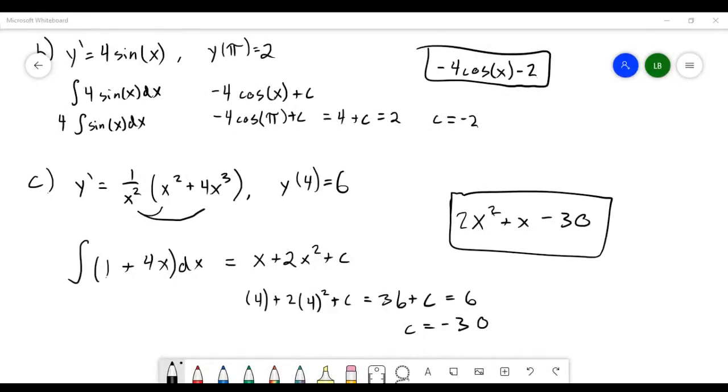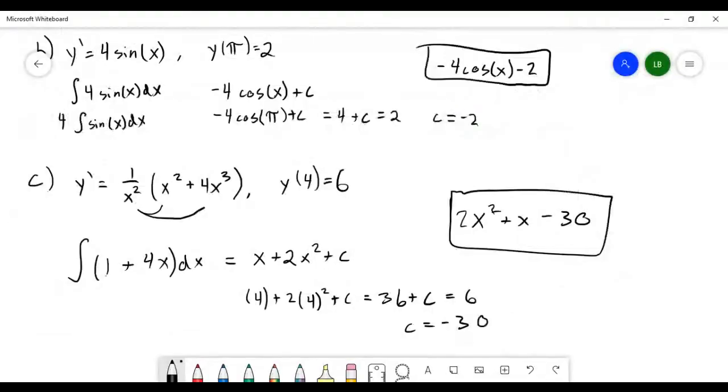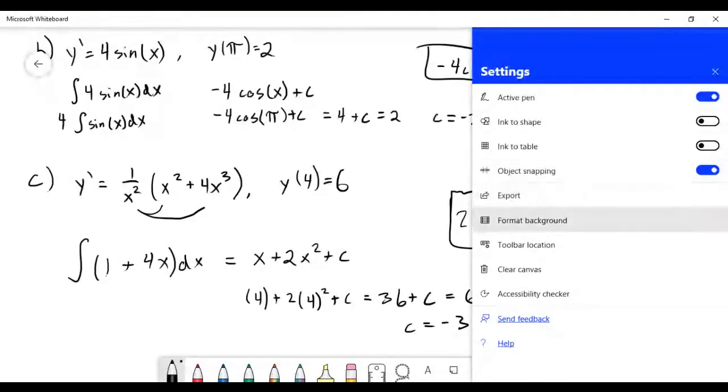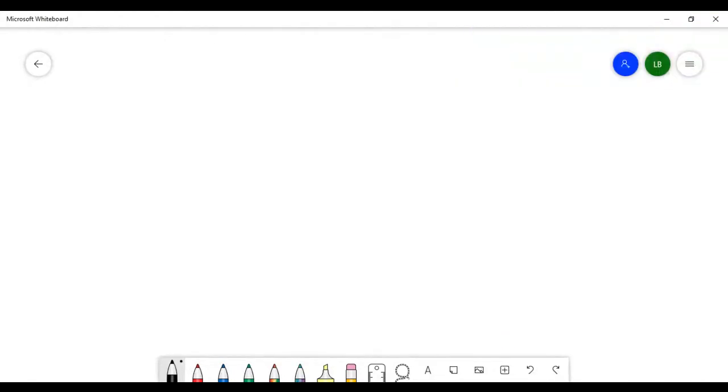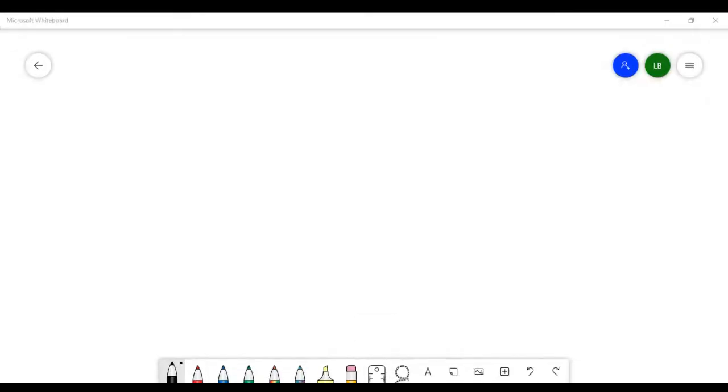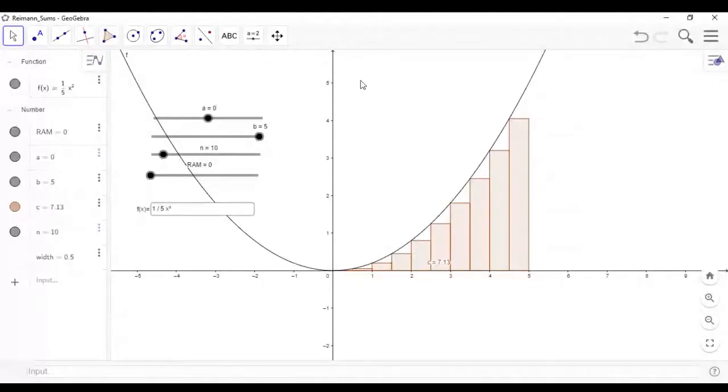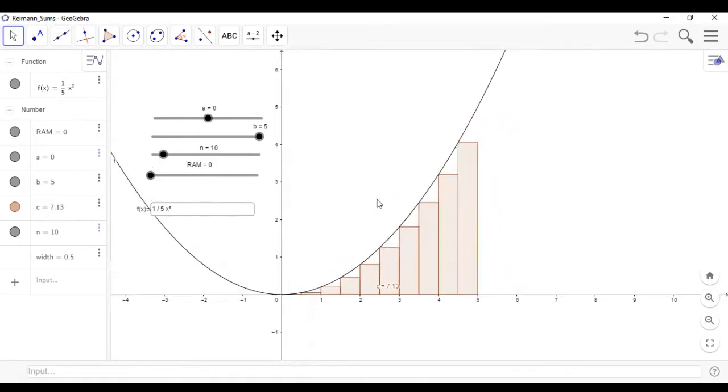Okay. I think that's enough of the basic integrals. We can go ahead and talk about some ways we approximate the area under a curve. To do that, I've got a little graphic to show you guys. Give me just a second. Okay. So we can approximate the area under a curve by using a bunch of little rectangles, which is kind of what's set up here.